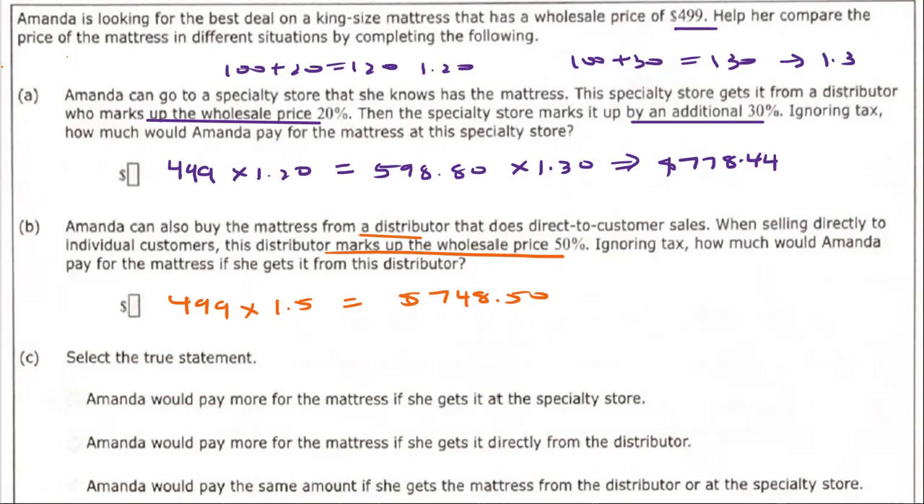All right, and the last part here says select the true statement. Amanda would pay more for the mattress if she gets it at a specialty store. That's true. Amanda would pay more for the mattress if she gets it directly from the distributor? No, because this is less. Amanda would pay the same amount? Nope. So the answer has to be the first one here. She would pay more at the specialty store.